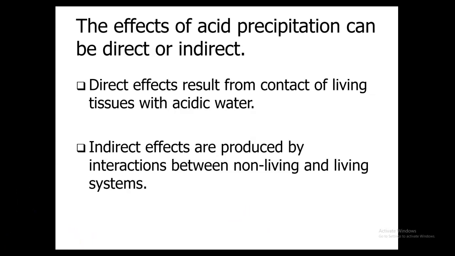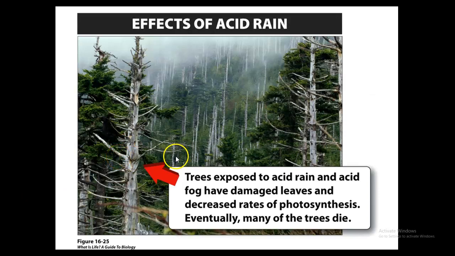So the effects of acid rain: you have direct results from contact between living tissue and acidic water, so it can be corrosive. It could actually eat away at the tissue. It could cause different types of dermatitis and problems, depending on what type of organism it's hitting. Indirect effects are produced by interactions between non-living and living systems. Here you see direct effects of acid hitting the tissue of the tree. These trees that were exposed to acid rain or acid fog now have damaged leaves and decreased rates of photosynthesis, and it starts to eat away at the bark, and eventually a lot of these trees will die out.